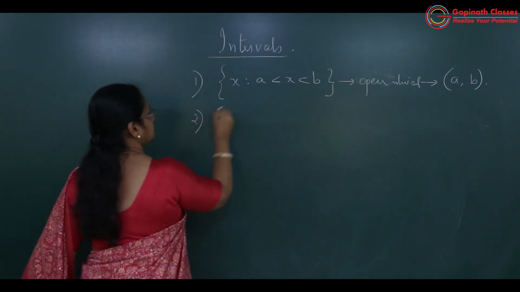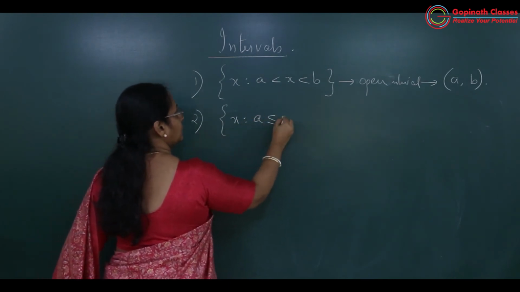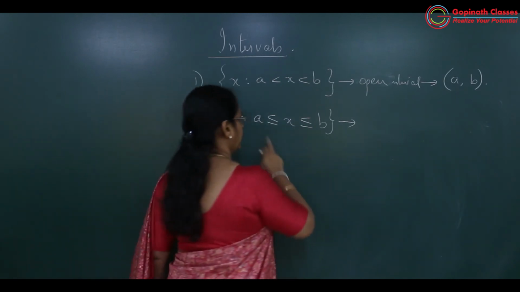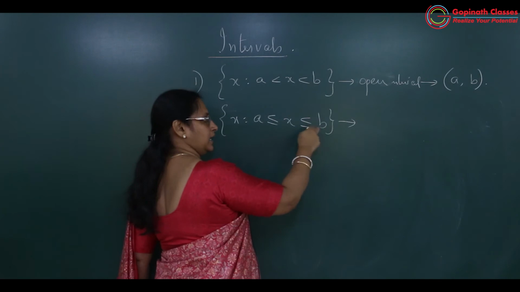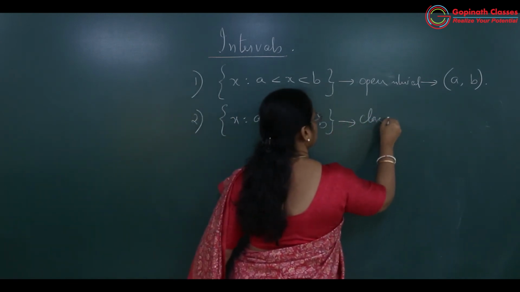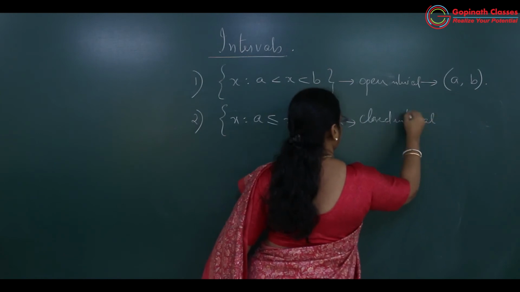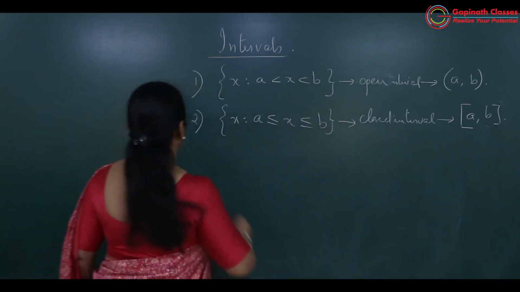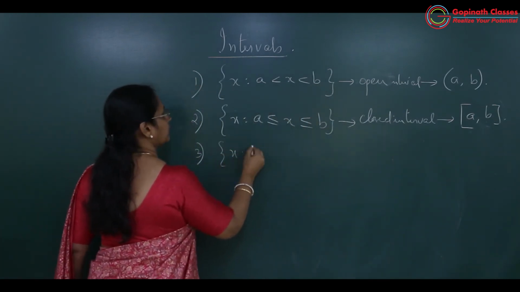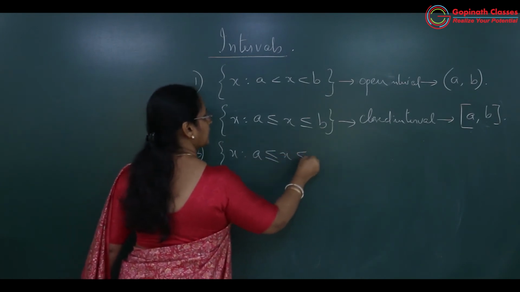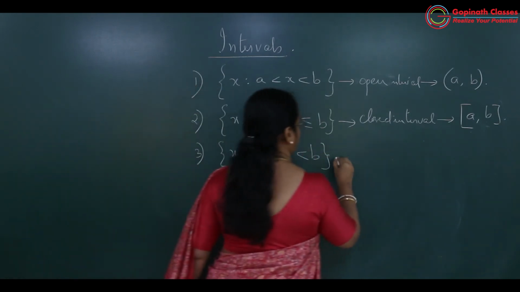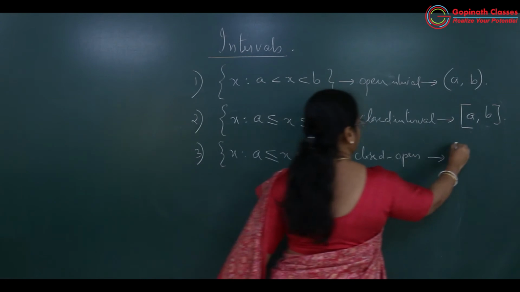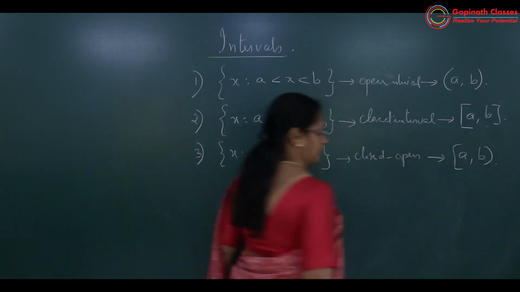Second one. Set X such that A less than or equal to X less than or equal to B. ये closed है. A and B are also included. A equal and above, B equal and below. So this is known as closed interval, or it is represented by this bracket. Third one side open, and this is one side closed and one side open. So इसको बोलते हैं closed open. Closed open, or it is represented by closed A and open.